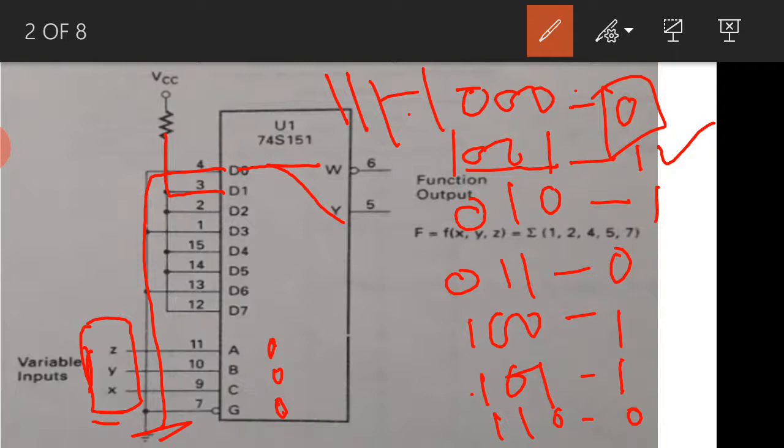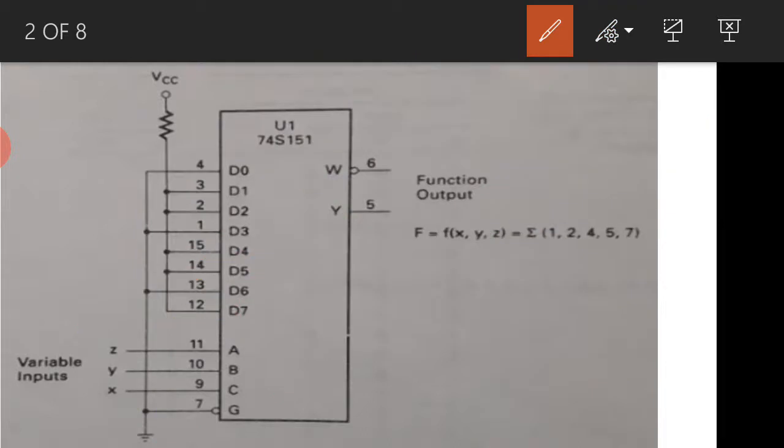Again, the second bit, if it is 0 1 0, again it is 1, the same second bit is also connected to VCC. If you come to the third, 0 1 1, the expectation is 0, so D3 is connected to ground. Similarly, 4 and 5 are connected to VCC, 6 is connected to ground, and again 7 is connected to VCC.